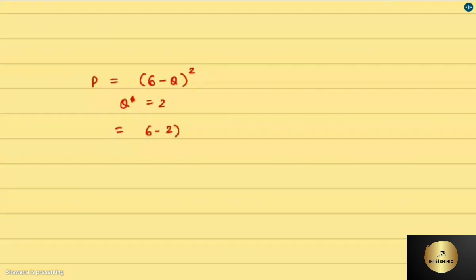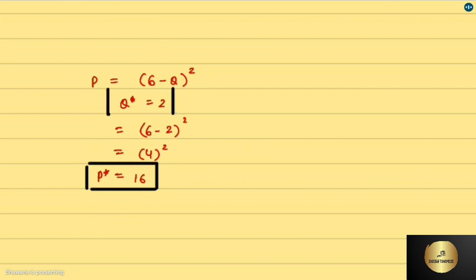So when we put 2 here, 6 minus 2 is 4, and the square of 4 is 16. So your P star will be 16. You will get P star equals 16 and your Q star is 2. Put the value there.